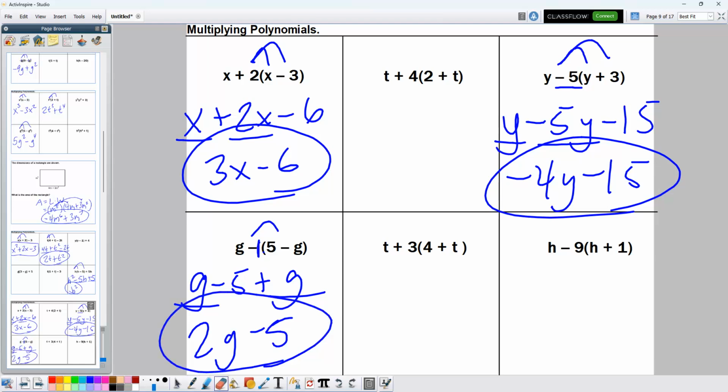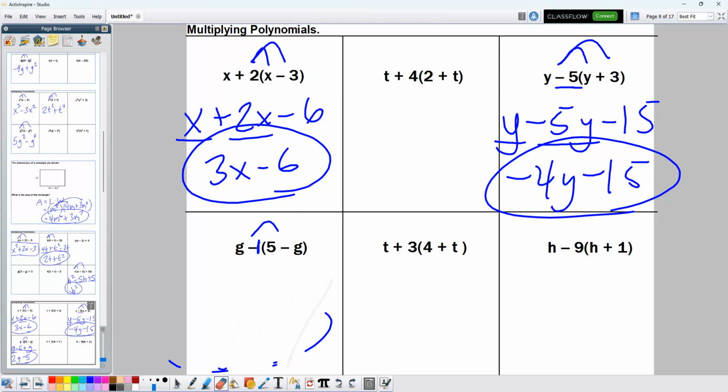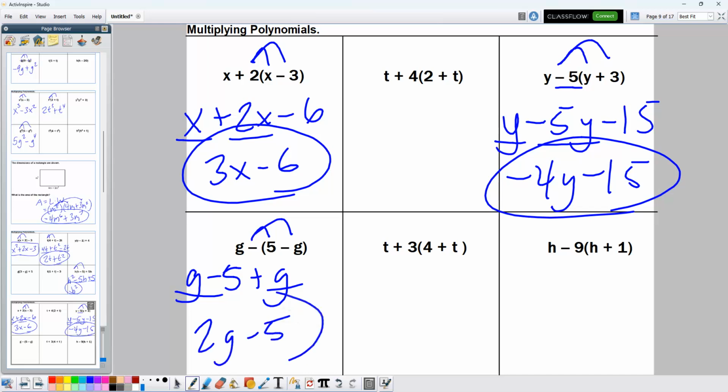What's the other way to go about that problem? Well, I'm glad you asked. You just got a minus sign in front of a set of parentheses. When you got a minus sign in front of a set of parentheses, you just change the sign of everything over there. You got g minus 5 plus g. Combine your like terms. There's your 2g minus 5 that we just got.